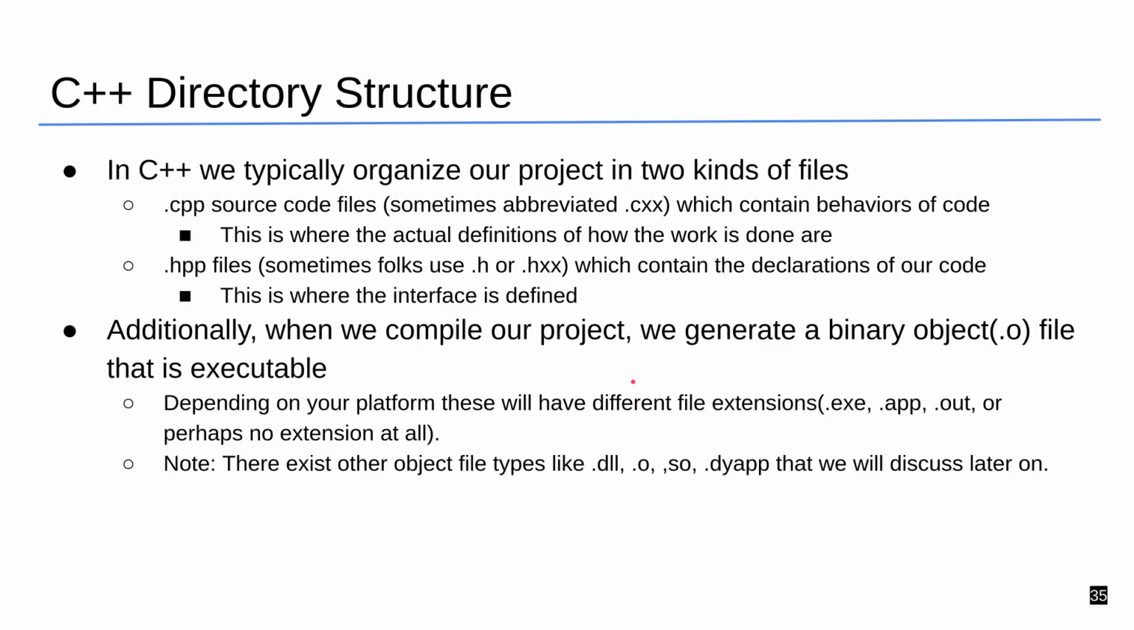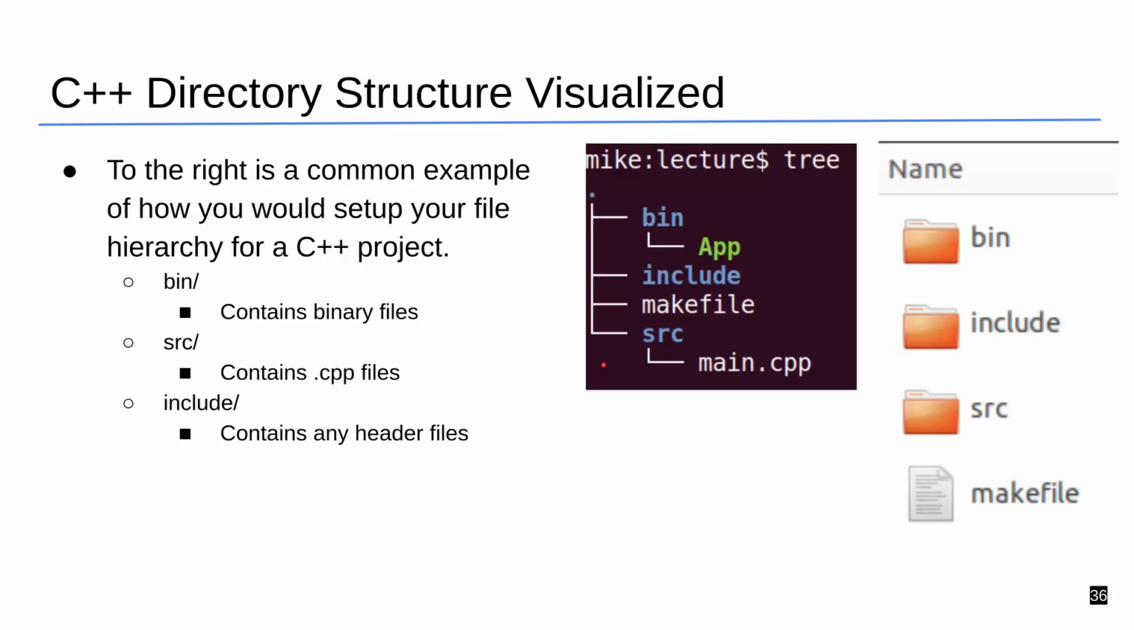Okay, but remember, C++ is a compiled language. So one way to organize our source code is to set up this common hierarchy: a source directory which contains your C++ files, an include directory which contains any of your header files, those .h or .hpp files, and then a bin directory, which is short for binary, which contains anything that can execute. So here's the hierarchy of a project that might have some source files, maybe no header files or whatever.